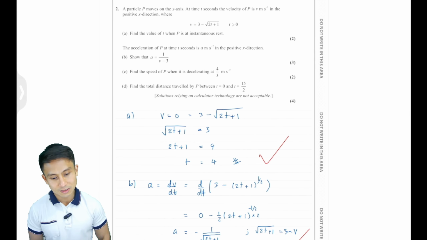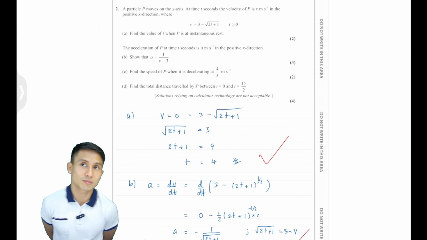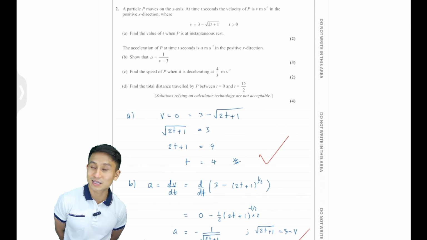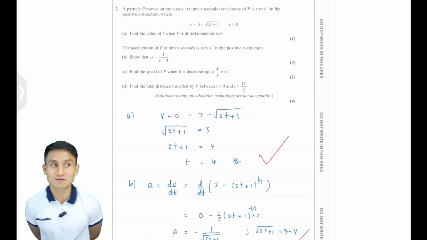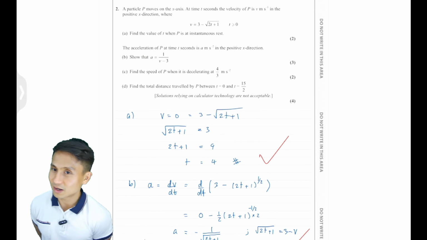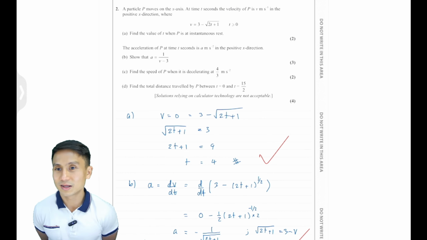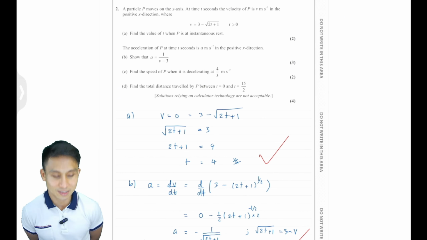Number 2, this is kinematics. So basically, make sure you know V equals ds by dt. Velocity is the rate of change of displacement, and acceleration is the rate of change of velocity. So you can go back and forth using calculus from displacement, velocity, and acceleration there.